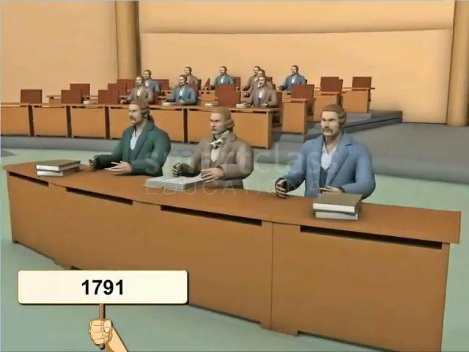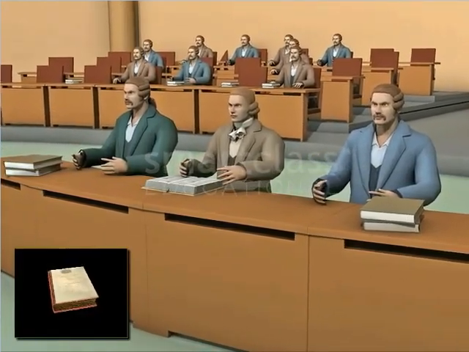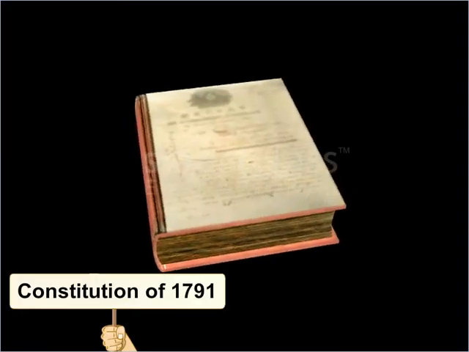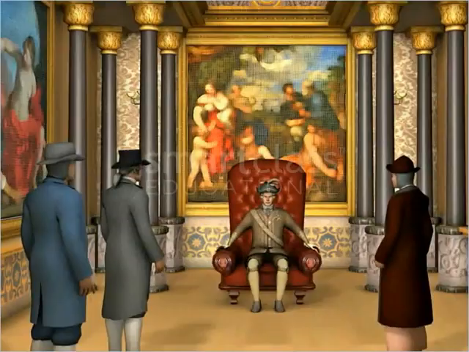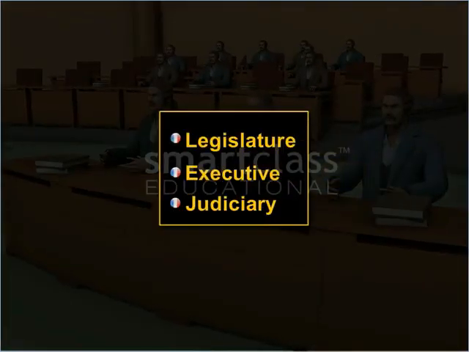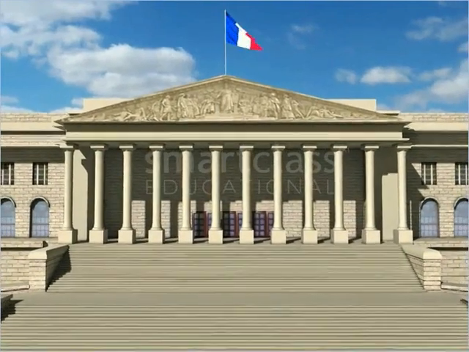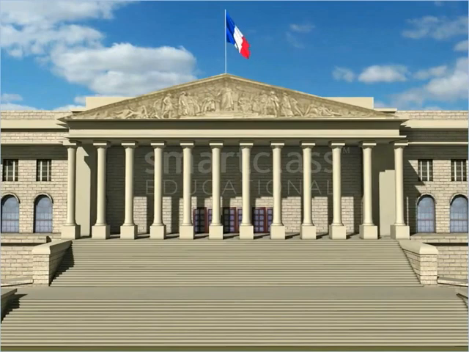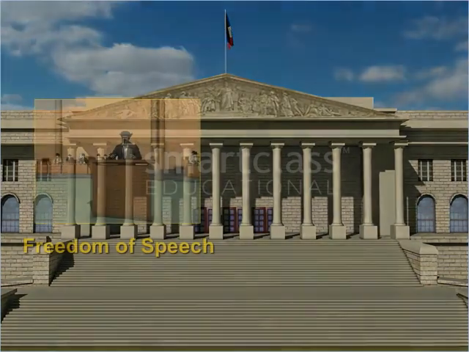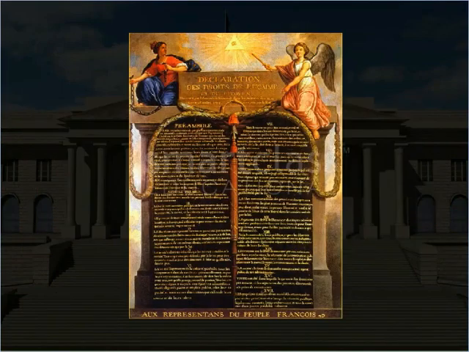In 1791, the National Assembly completed the drafting of the Constitution. According to the Constitution of 1791, the powers which were earlier held by the monarch were now assigned to different institutions: legislature, executive and judiciary. France was thus made a constitutional monarchy. The Constitution also provided certain fundamental rights, such as freedom of speech and equality before law, under the Declaration of Rights of Man and Citizen.